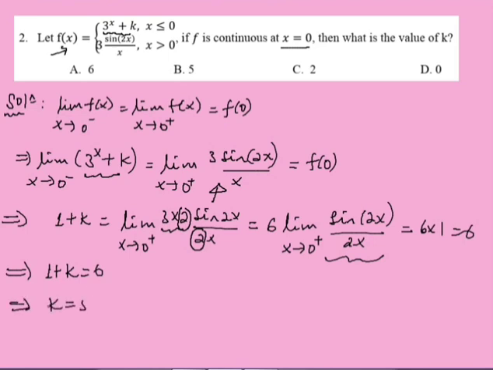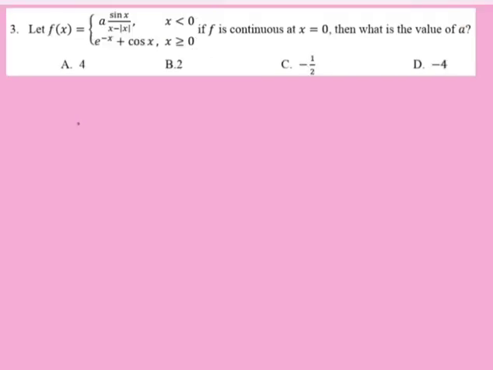The value of k is 5, which means this function will be continuous at x equals 0 whenever k is 5. Let f of x be defined as a times sine x over x minus absolute value of x for x less than 0, and this function will be e to the power of minus x plus cos x for x greater than or equal to 0. Then if this function is continuous at 0, what will be the value of a?